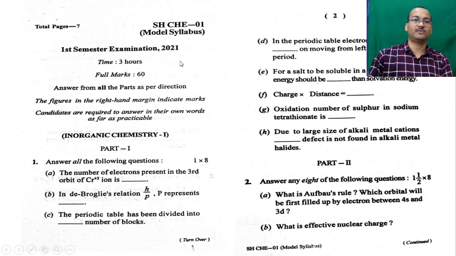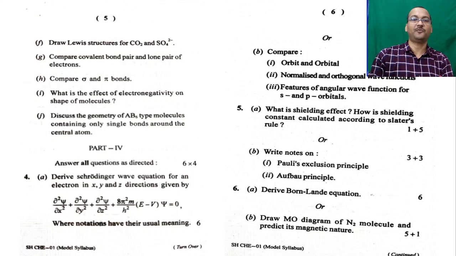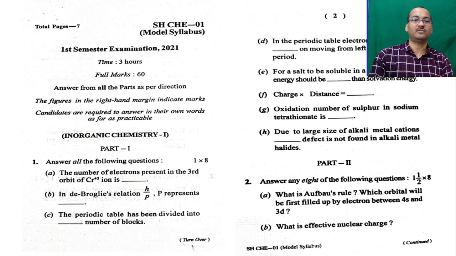So this is the question that came in the year 2021 for CC-1 paper for chemistry honors students. This question has full marks 60 and has 4 parts: part 1, part 2, part 3 and part 4. Part 1 contains only 1 mark questions, part 2 contains 1.5 marks each, part 3 carries 2 marks each and part 4 carries 6 marks each. So today we will know which questions came in the year 2021.